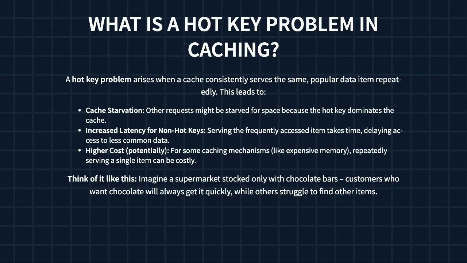Okay, let's talk about a common challenge in caching called the hotkey problem. It basically happens when you have one piece of data, we'll call it a hotkey, that gets accessed more often than anything else.